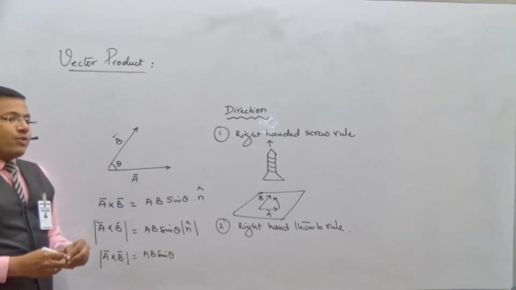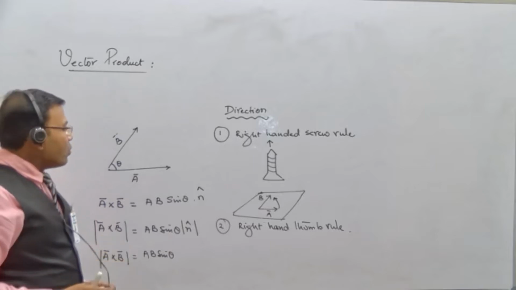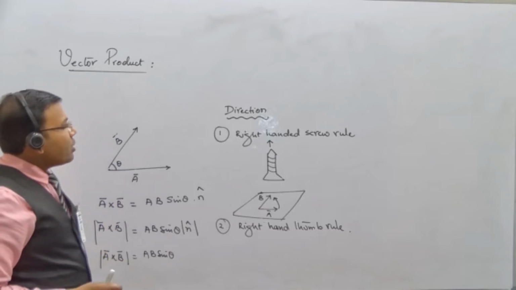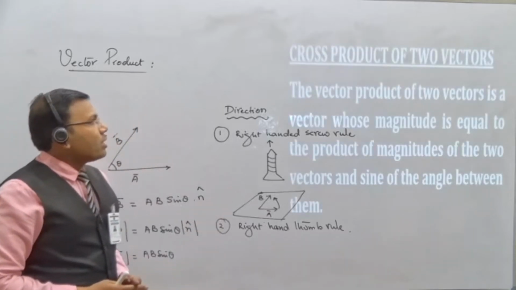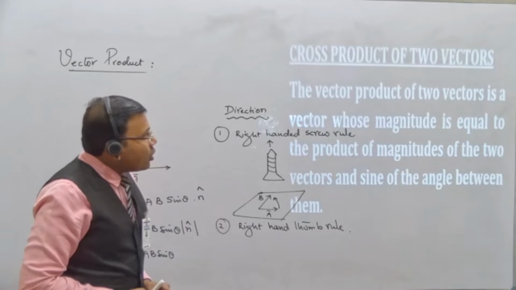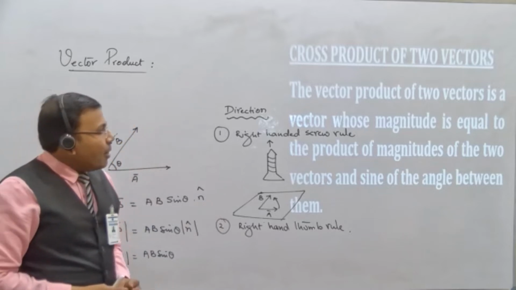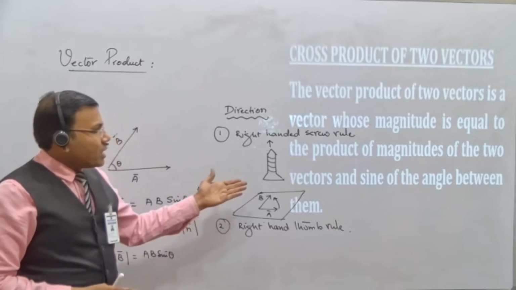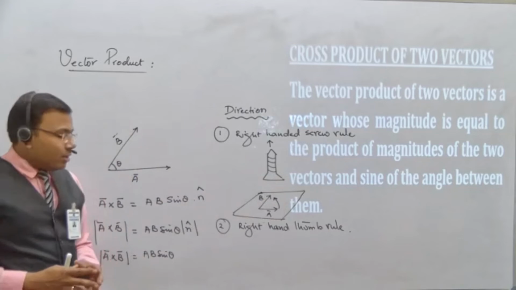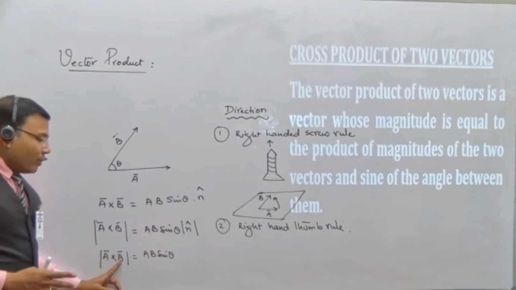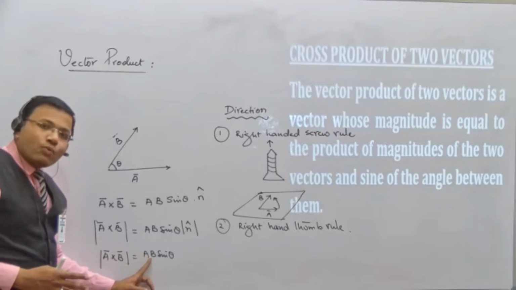So let us see what the actual definition of A cross B is. There is a definition on the board. We can see here the definition for the cross product. Look, the cross product of two vectors: the vector product of two vectors is a vector whose magnitude is equal to the product of the magnitudes of the two vectors and the sine of the angle between them.